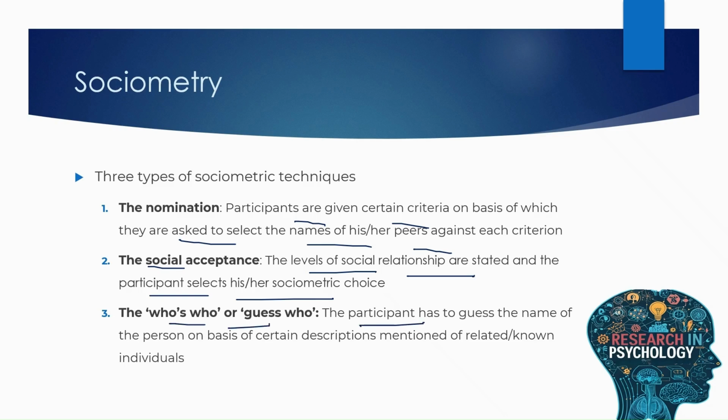The participant has to guess the name of the person on the basis of certain descriptions mentioned of related or known individuals, right? So this tells what are the characteristics of a person that is easily being identified by others in a social circle. Okay, I guess you have played Who's Who multiple times in your school days or even in colleges, right? So yeah, this is a fun game where you describe the qualities of a person and others have to guess who you are talking about. Okay, so these are the methods used for collecting numerical data from sociometry.